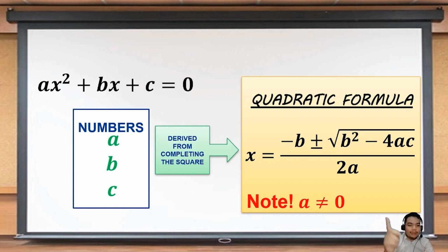A should not be equal to 0. And just to give you a preview of the things that I'm doing in the actual class, I usually ask my students to memorize this formula because it is very important. So I tell them, try to memorize it: x is equal to negative b plus minus square root of b squared minus 4ac all over 2a.